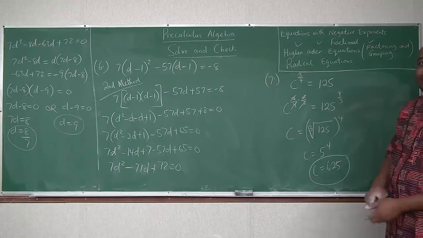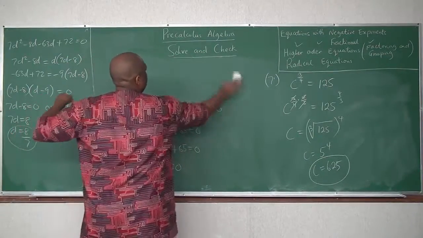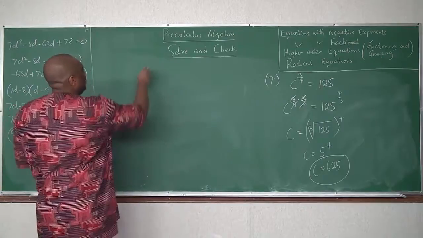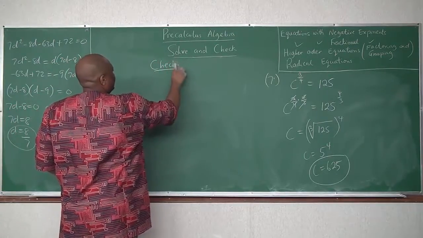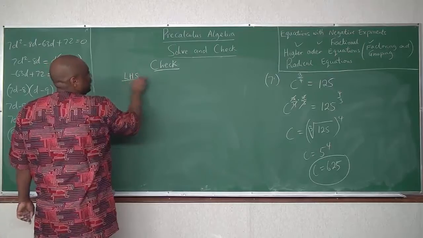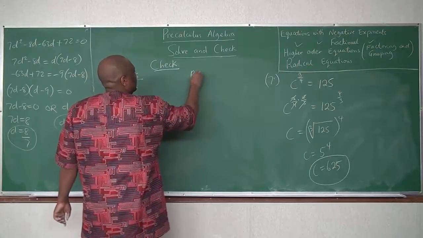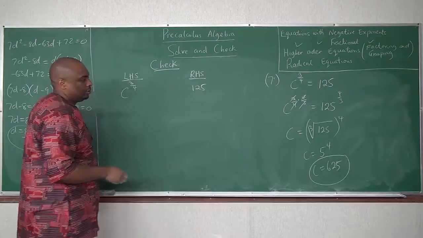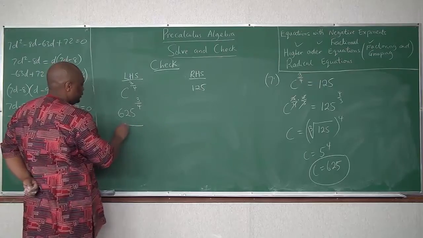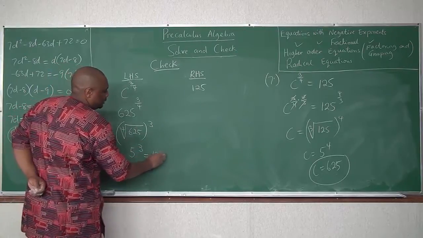All right, let's check. If we check it, our left hand side is c to the power 3/4, our right hand side is 125. So here we have 625 raised to power 3/4. So this means the 4th root of 625, all cubed. And this is 5 cubed, and this is 125.